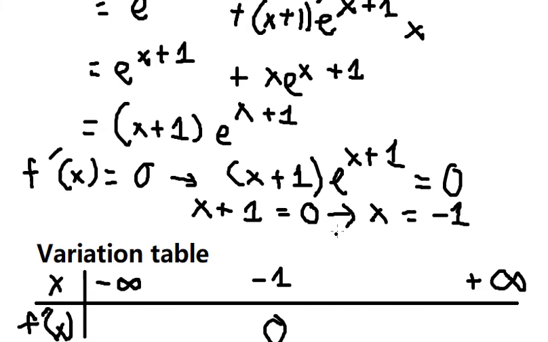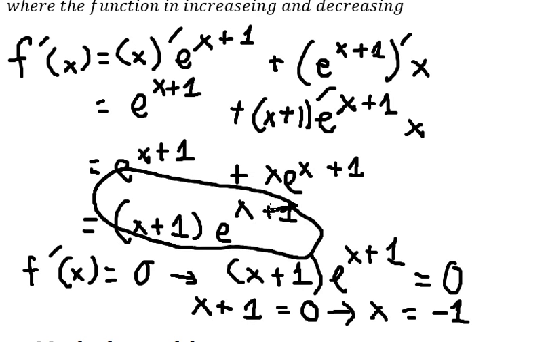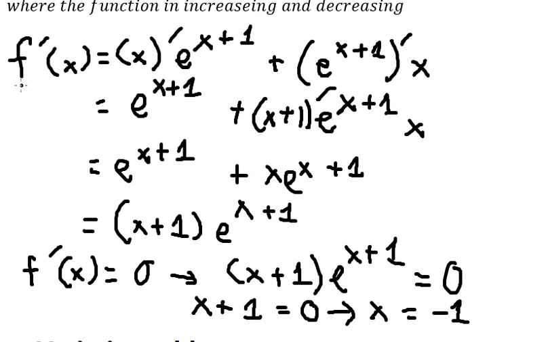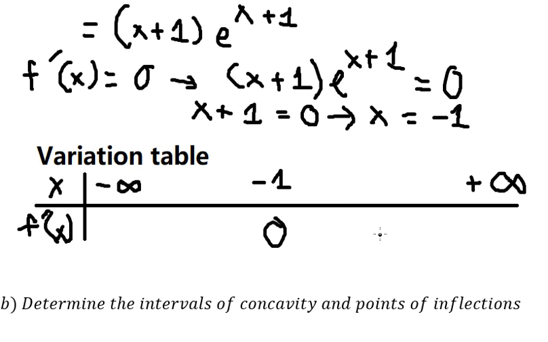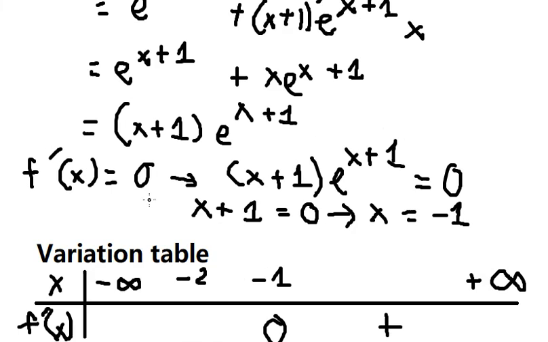So now I will choose one value on the right of negative number 1. I will choose number 2 in here. If I put number 2 in this one, you will have a positive first derivative. So this is positive. Now I will choose negative number 2 in here. I put negative number 2 in this one, and we have the negative.